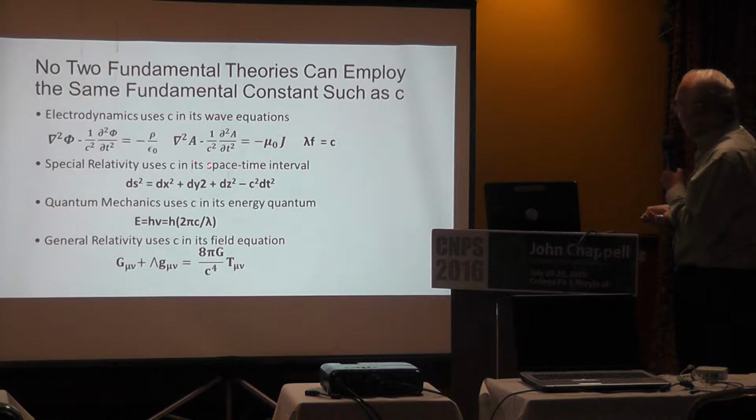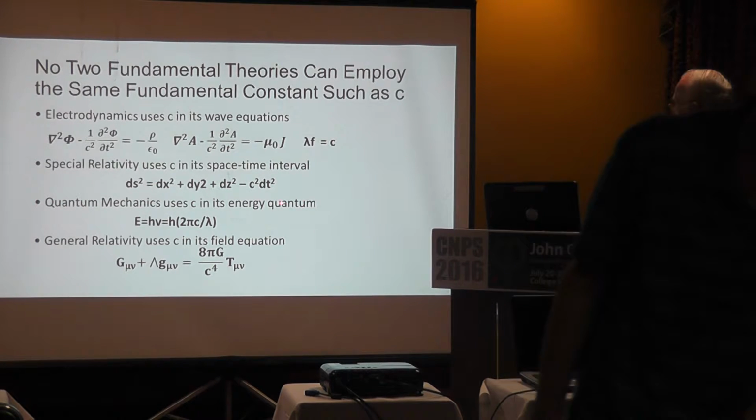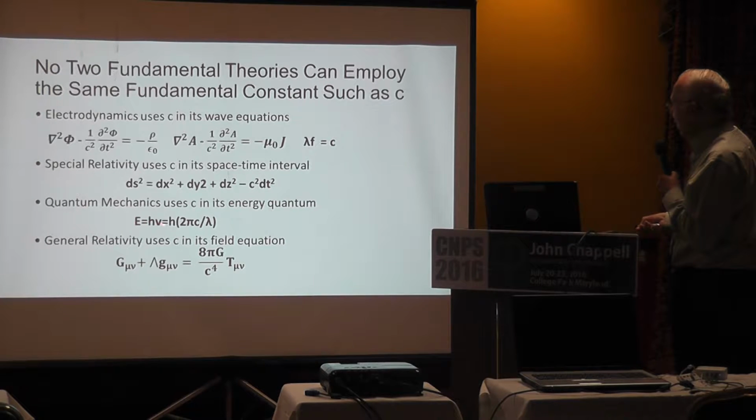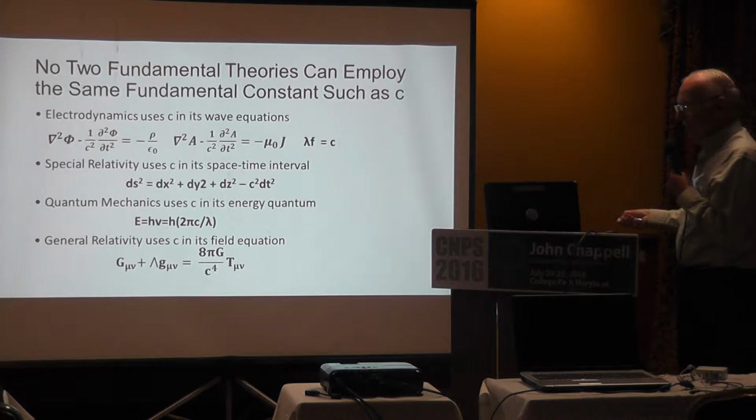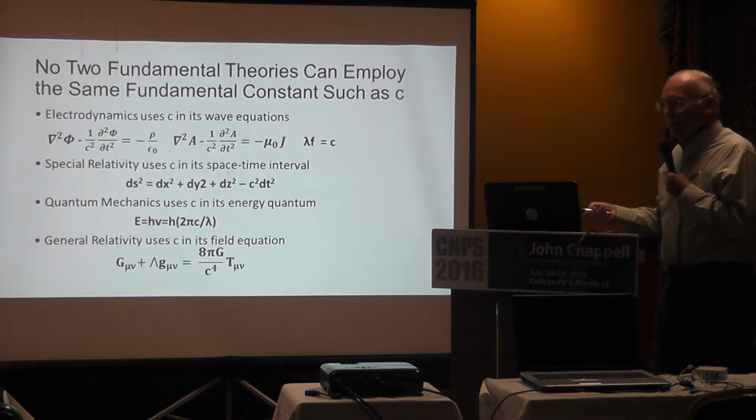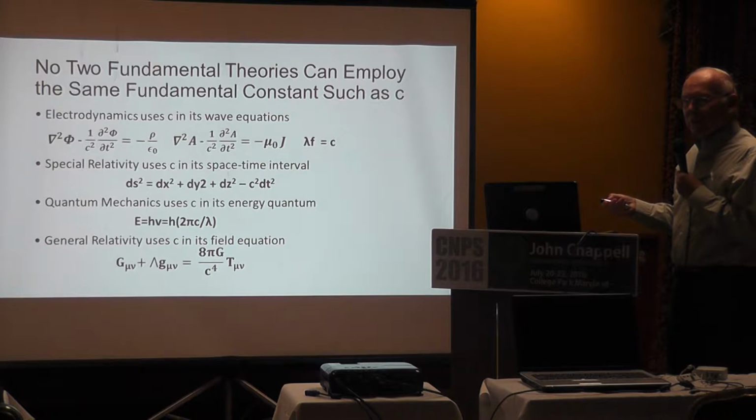Special relativity uses c. So the space-time interval, see that? Quantum mechanics uses c in its energy quantum, E equals h nu, which is equal to h times 2 pi c over lambda. General relativity uses c in its field equation. So now we have 4 theories that use c. According to metatheory, only one of them could be true.